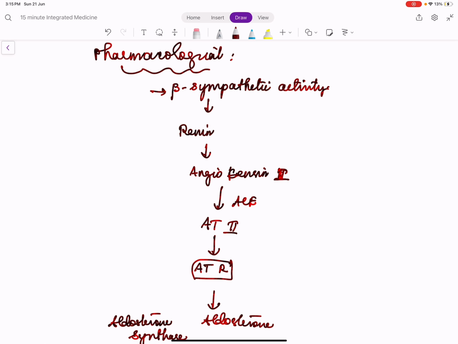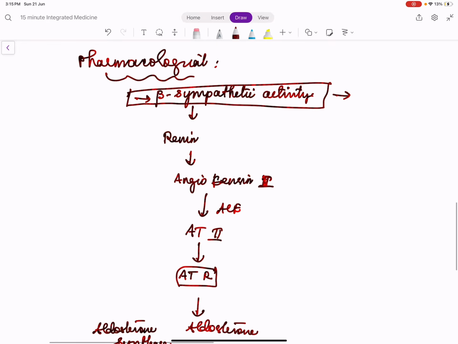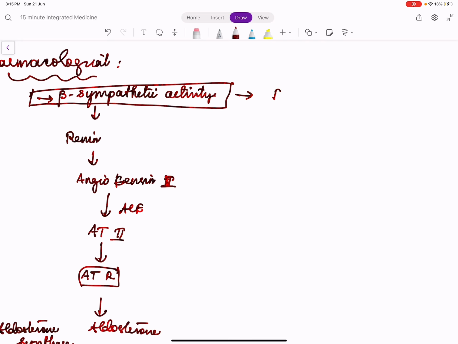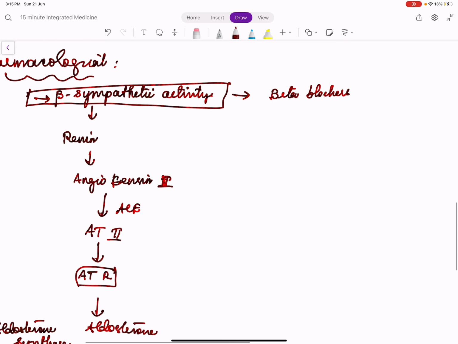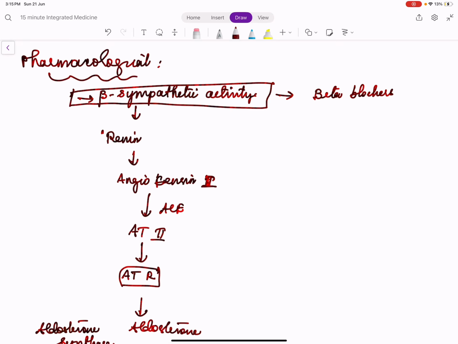So how can we reduce this dysfunctional RAS system? By giving beta blockers, because beta sympathetic activity begins everything. So beta blockers, now you can very well correlate. Beta blockers like carvedilol, bisoprolol, metoprolol, etc. are used in hypertension, they are used in heart failure, right? So renin can be inhibited. There's a drug called aliskiren, which is a direct renin inhibitor, which is not used clinically. So we'll just remove this one.